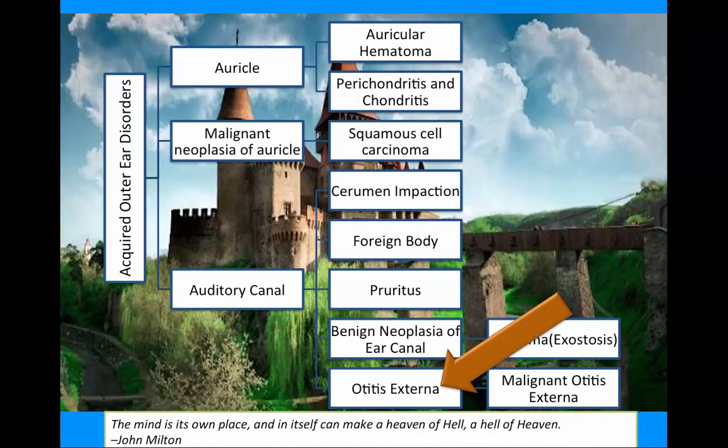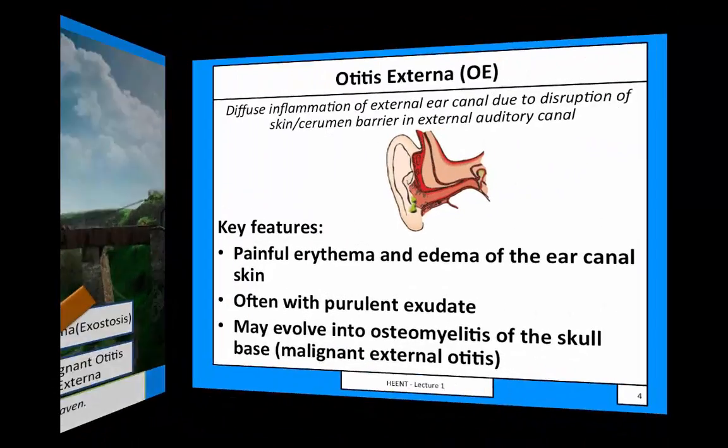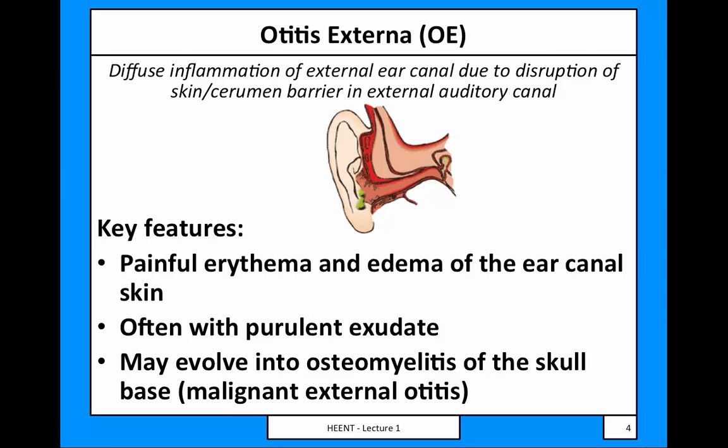Otitis externa is an auditory canal disorder as part of the acquired outer ear disorders. Otitis externa, or OE, is a diffuse inflammation of the external ear canal due to disruption of the skin-cerumen barrier in the external auditory canal. Key features include painful erythema and edema of the ear canal skin, often with purulent exudate, and may evolve into osteomyelitis of the skull base, which is called malignant otitis externa. I'll be talking about this a little later.